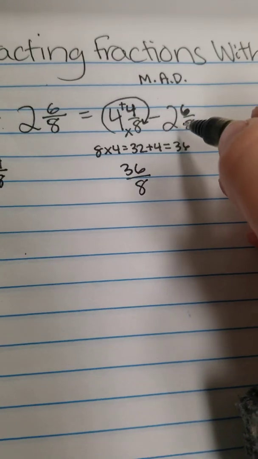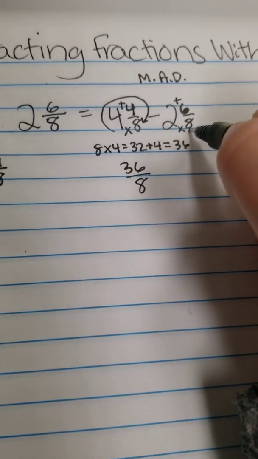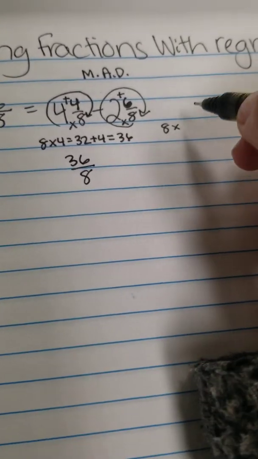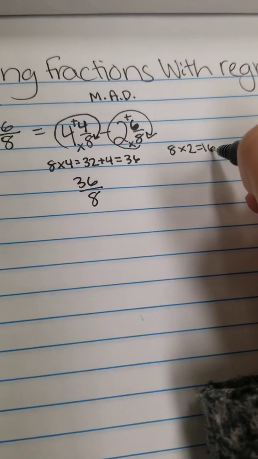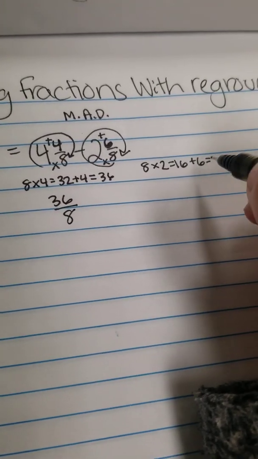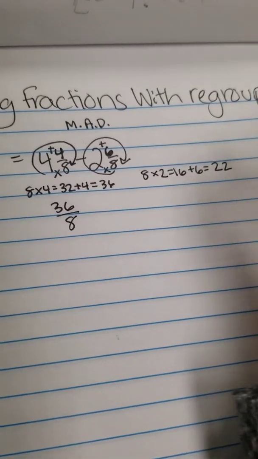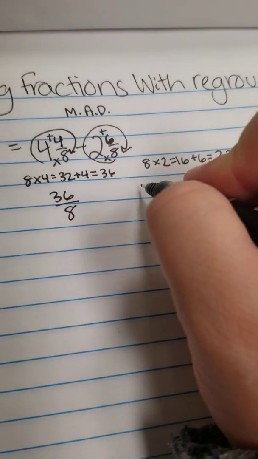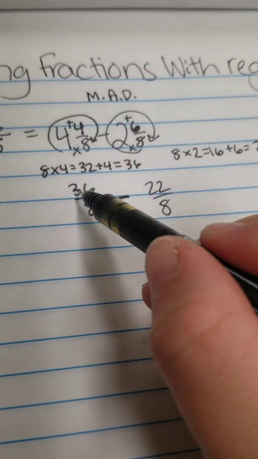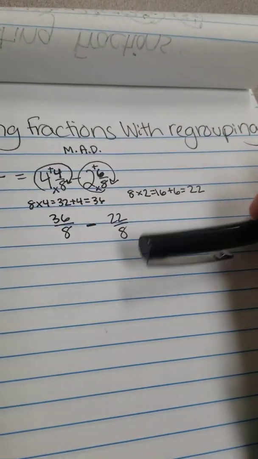Now I'm going to do this one, multiply, add, denominator. So 8 times 2 is 16, add 6, 17, 18, 19, 20, 21, 22. And then I put that 22 over the denominator, 22/8. Now I have a big number minus a small number. Now I'm good to subtract.